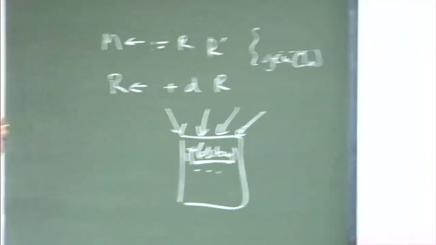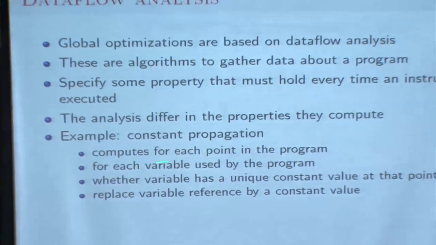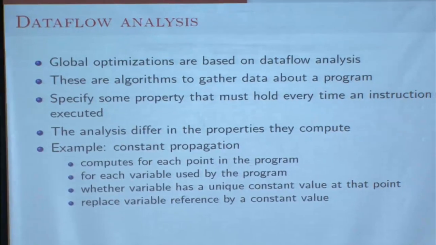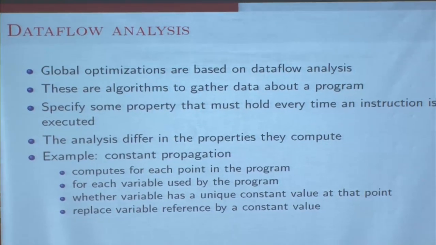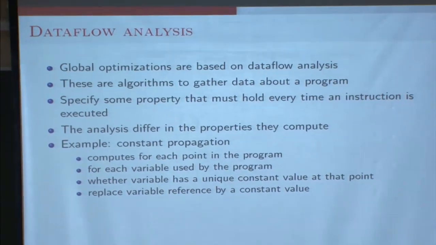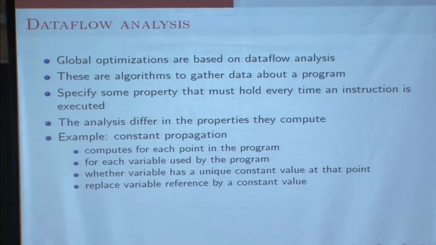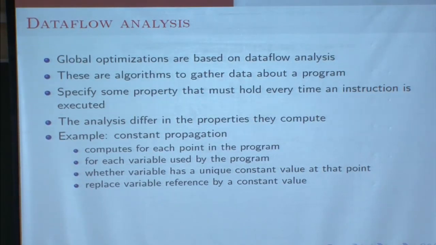Right? So this is what we do normally in constant propagation: I check this property at every program point, looking at all possible paths and finding out the value of debug, and if it is a unique value which is the same, then I can always do this replacement.